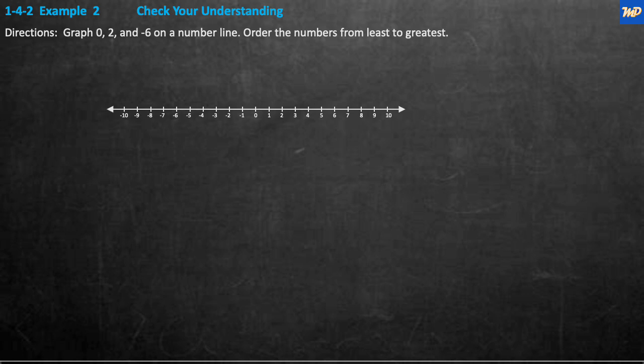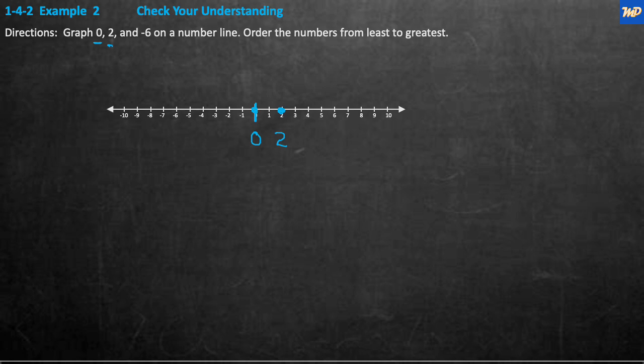First of all, 0 is right here on the number line, right there. If you want, we could put a circle there. We've now graphed the number 0 on the number line. Next, they want us to graph the number 2 on the number line. Well, the number 2 is right here. We're going to put a dot right there, and that is 2 on the number line.